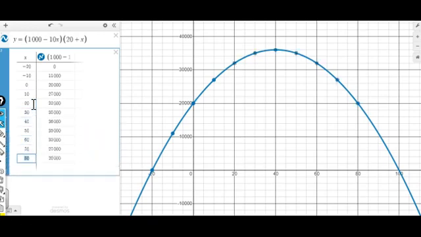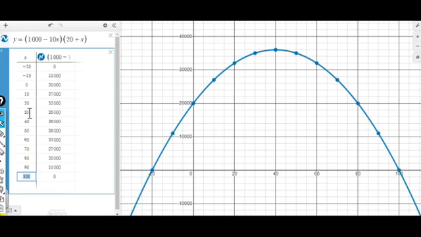And then I can just hit enter. It picks up the pattern for me. And so I can easily see my x-intercepts here. I can see my intervals of increase. So it's increasing all the way from x is -20 to x is 40. And then the intervals of decrease are from 40 to 100.